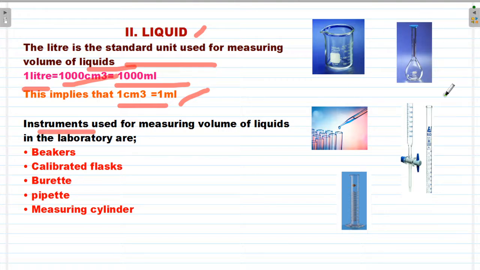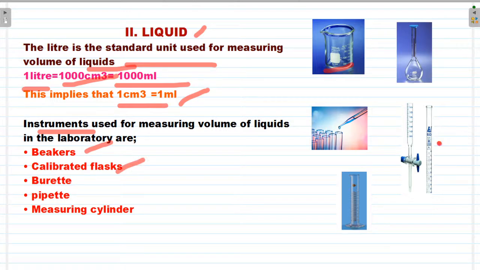These are the instruments used for measuring the volume of liquid in laboratories. This is the beaker. With a beaker, we can measure the volume of any liquid. This is 250 ml of liquid. With a calibrated flask, we can measure the volume of liquid in the laboratory.